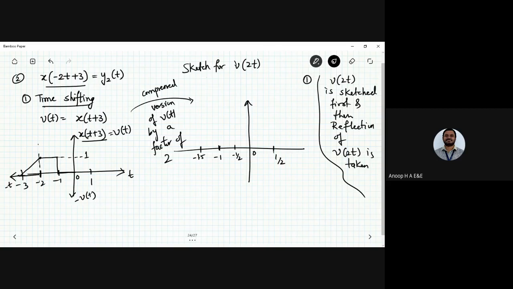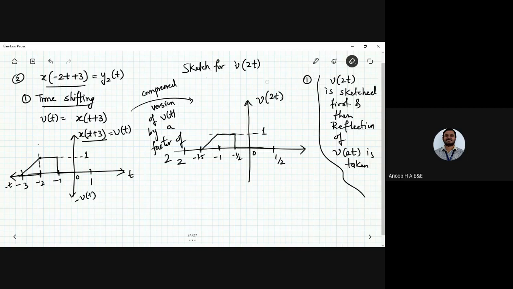I need to go for the signal like this, which is minus 1 by 2 to 1. You are going to have a magnitude of 1. In other cases it is 0, and again you are going to have a ramp signal like this. So I repeat, there is no change in the magnitude, so only change is the time scale here. So this is v of 2t.